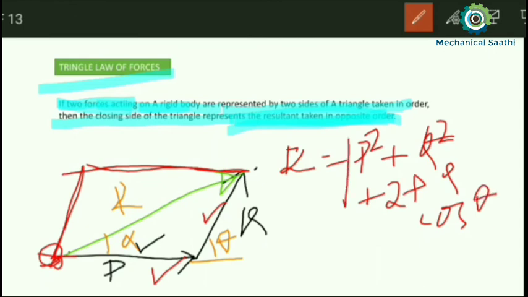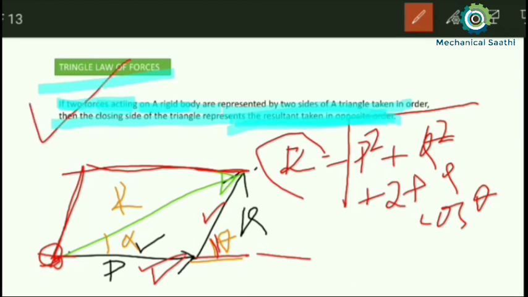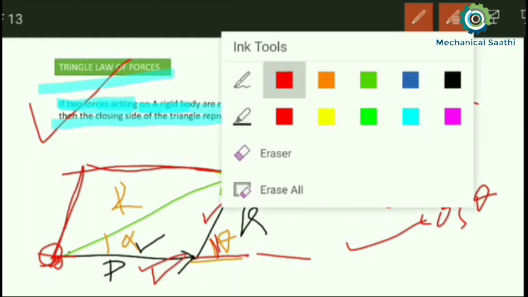So theta was the angle between these two forces, okay. Again, here we extend this force, then we can say that this is the angle in between these two forces. So for this, the formula will remain the same, but you have to remember this statement. So if you try to derive that formula, you can derive it.